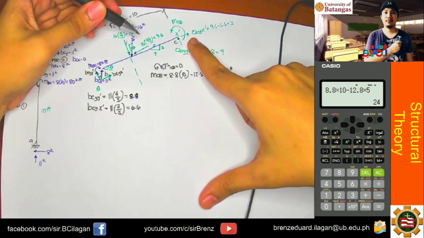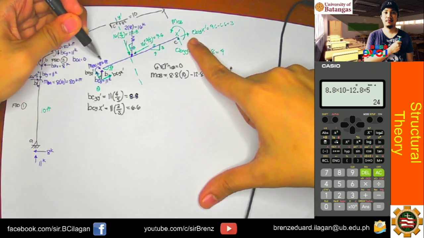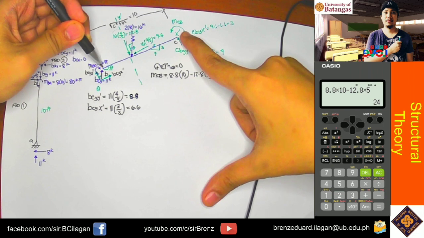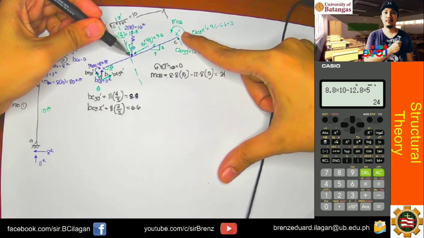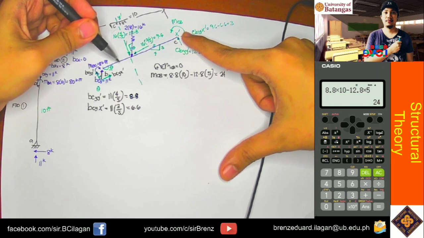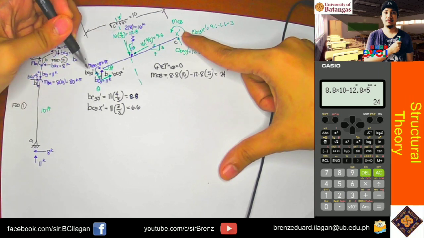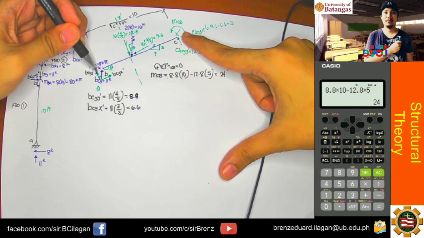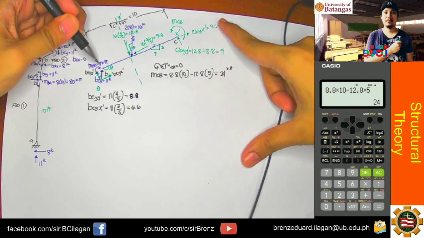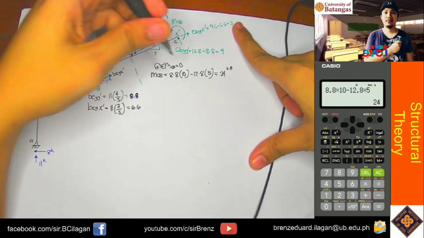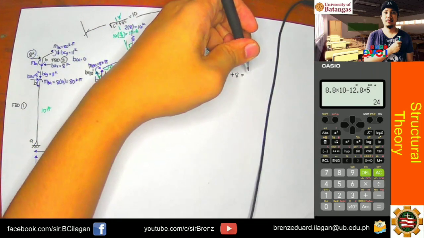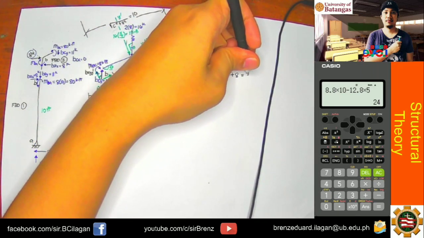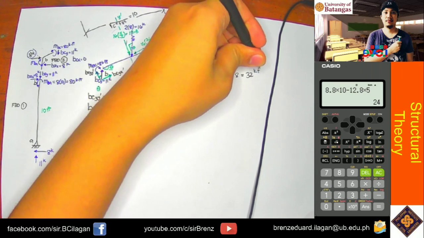Okay, so i-review lang natin guys ha. So 8.8 times 10. And then ito, 12.8 times 5. Tapos plus ito, 8 kip-feet. Plus 8. So this is equals to 32 kip-feet.